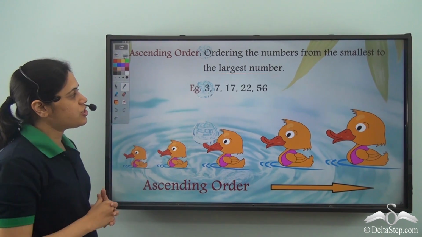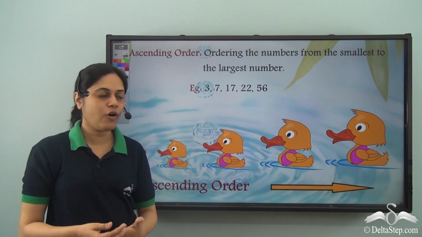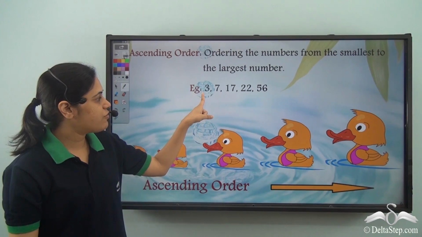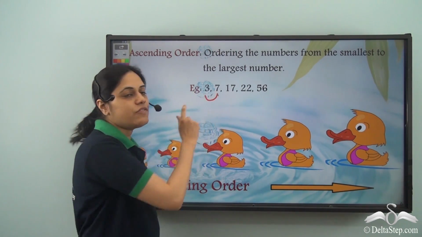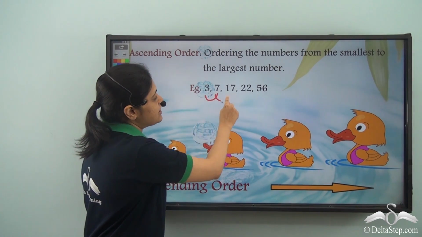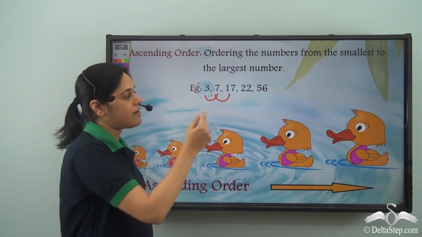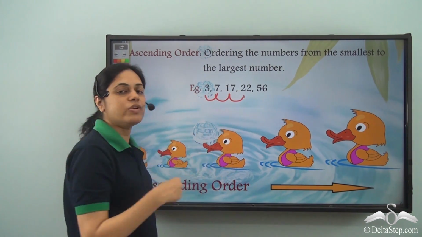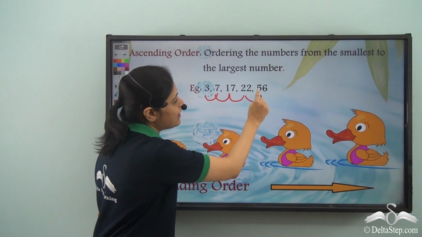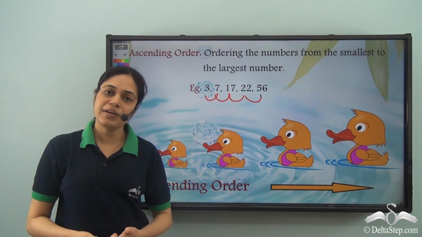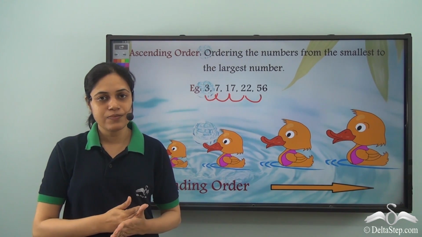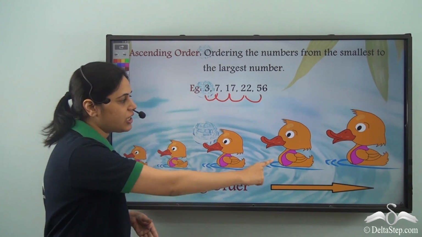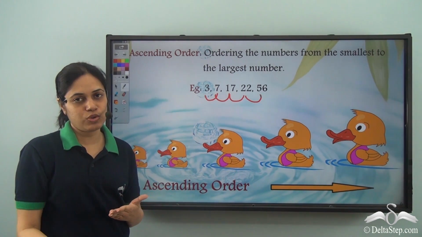So, we can arrange the numbers in ascending order, like here, right from the smallest number, which is 3, moving on to 7, which is bigger than 3, then 17, which is bigger than 7, then 22, which is bigger than 17, and then 56, which is bigger than 22. Now, what's the exact opposite of this? So, this is arranging the numbers from smallest to the largest.